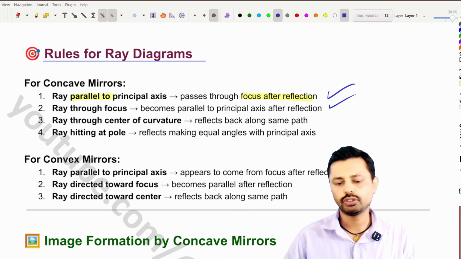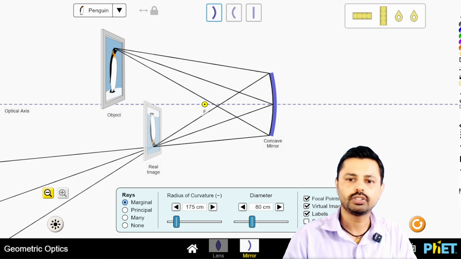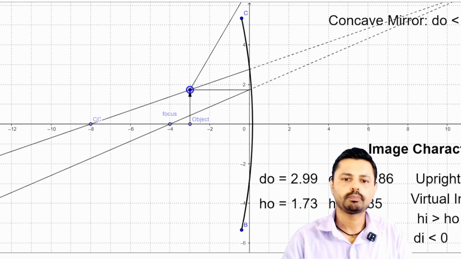Ray hitting at the pole reflects making equal angles with the principal axis. So if a ray is going to the pole, let's observe the ray hitting the pole here comes out at the equal angle. Okay, let's have a convex mirror.